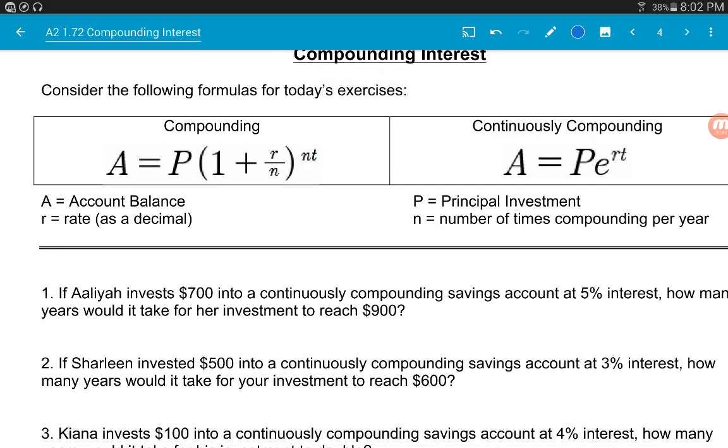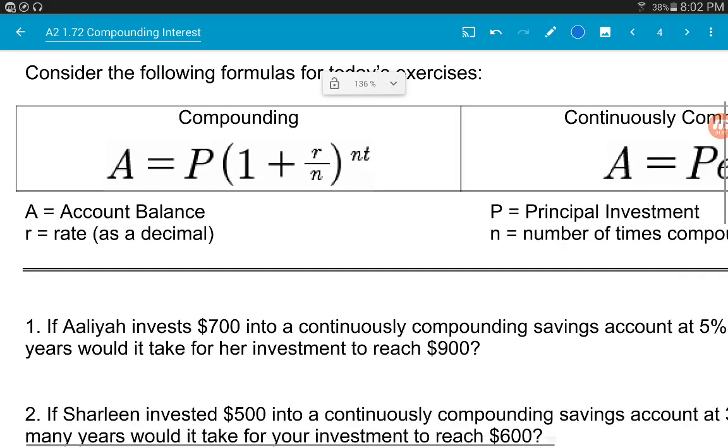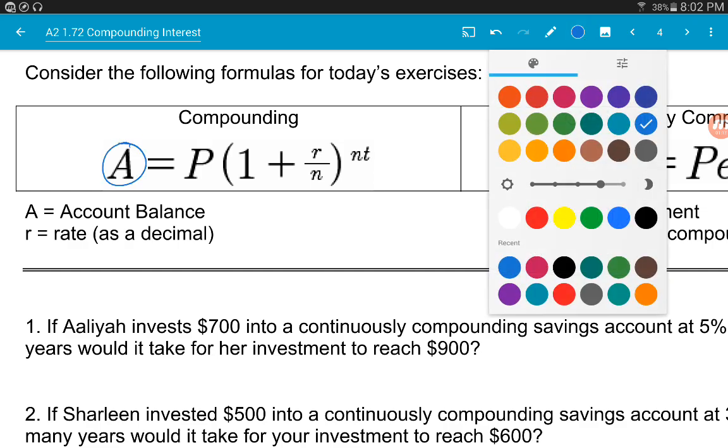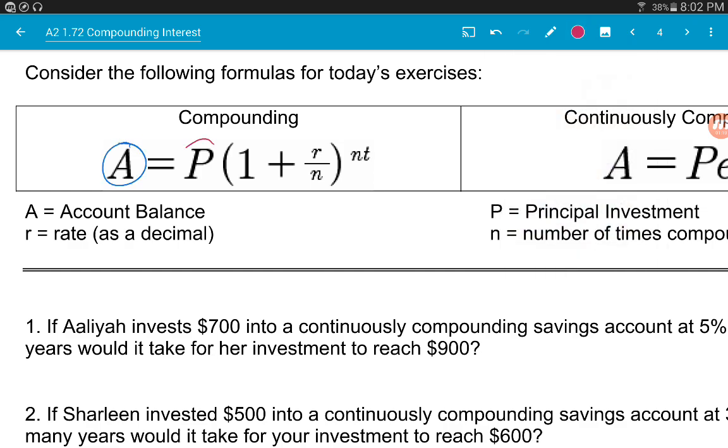Now, the most important thing is just to identify what you're looking for and what you have. Now, I'll walk you through the variables once. I'm not going to write all this down. I'll flip over to the page where I explain it, though. A is the account balance. So that's like your final. A is going to be your final balance. P is your principal investment, which is your starting value. You can write this down if you want. P is the starting value.